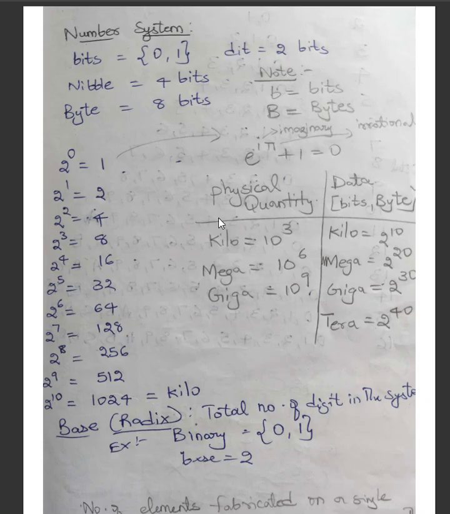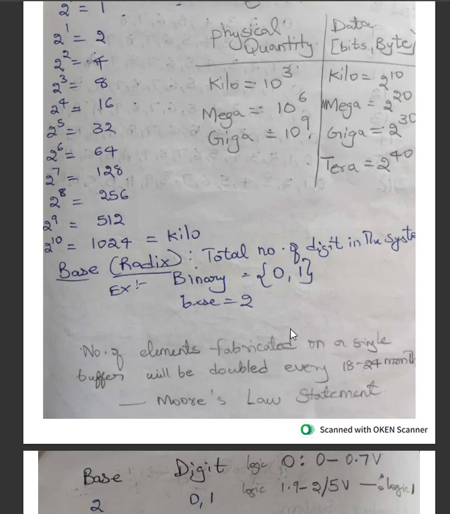Okay, remember that. Then the data that we usually use in digital is different. You can see this physical quantity. In physical quantity, kilo is 10 to the power 3, which corresponds to 1000, right? But in digital, a kilo is 2 to the power 10, which is 1024. So it's almost like that. Similarly mega and giga are like that. Remember this.